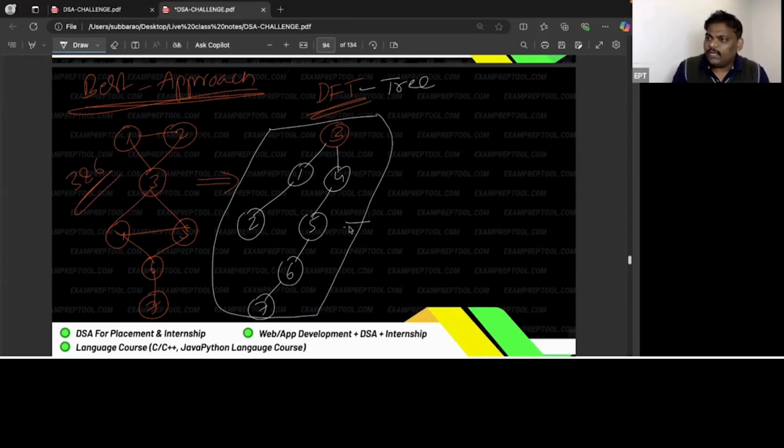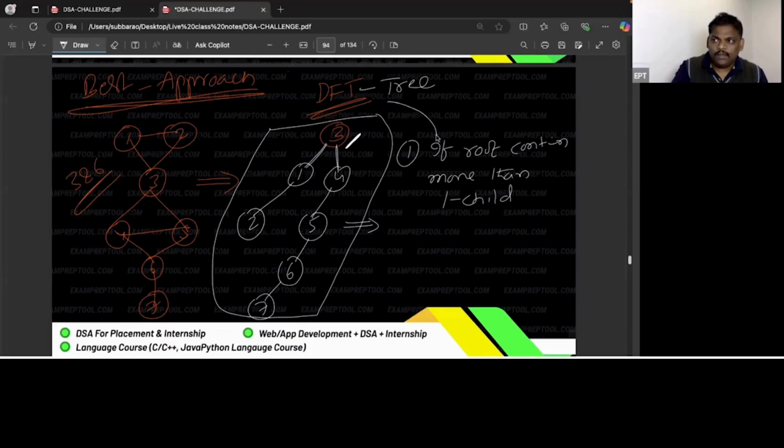Now, in this DFS tree, please verify one small story. What is that? See the first rule. In the DFS tree, if the root contains more than one child, then the root is an articulation point. So 3 is an articulation point, you know very well. If the root contains more than one child, then the root is an articulation point. That is the first rule.